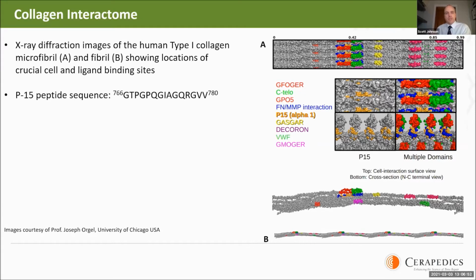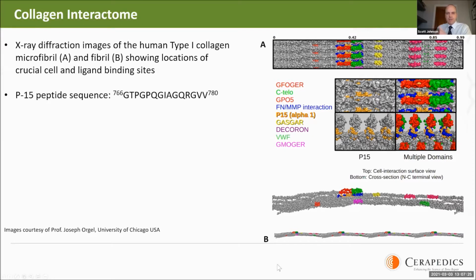And this is what that interaction domain actually looks like on the collagen molecule. Here we have a number of binding sites that are highlighted in different colors, including P15. So you can really see that there's quite a close association across all these specific binding sites packed into this interaction domain. So one thing you'll notice from this image is that the P15 is actually a little bit tucked out of the way. It's not readily bioavailable on the surface.